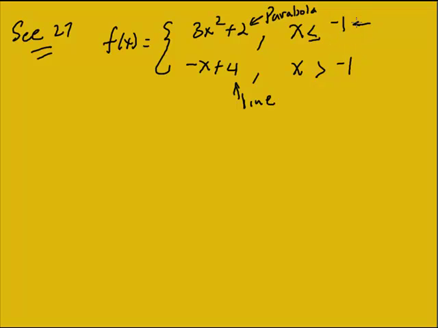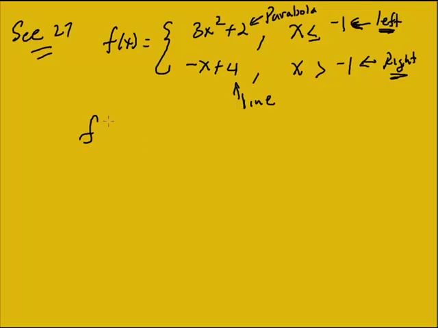At -1, to the left of -1, it looks like a parabola, and then to the right of -1, the graph is a line. So the graph is a parabola to the left, and the graph is a line to the right of -1. So this is known as a piecewise function.